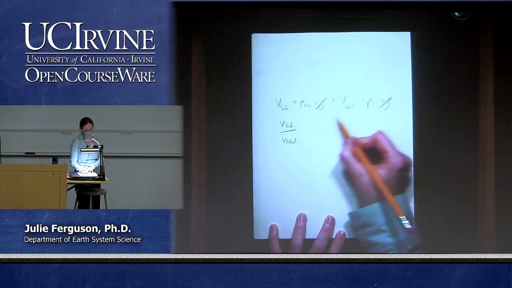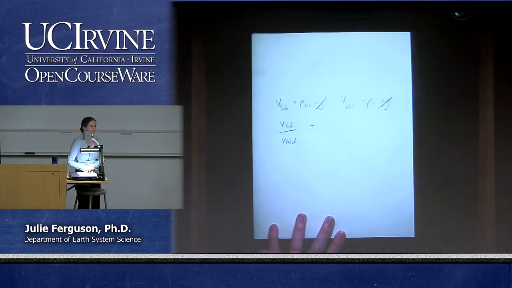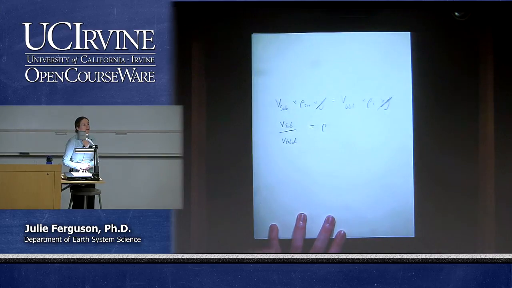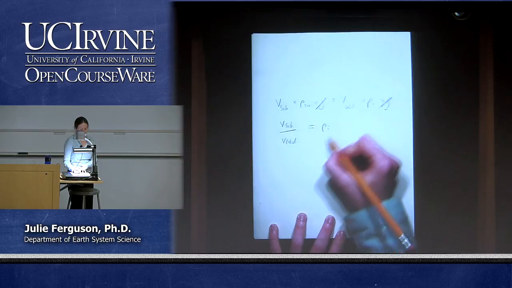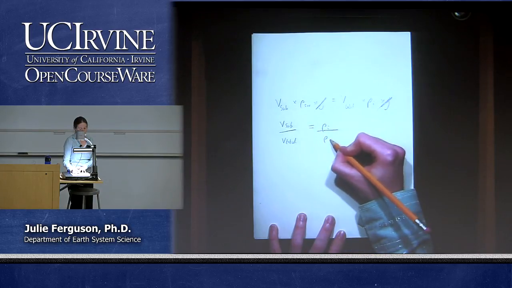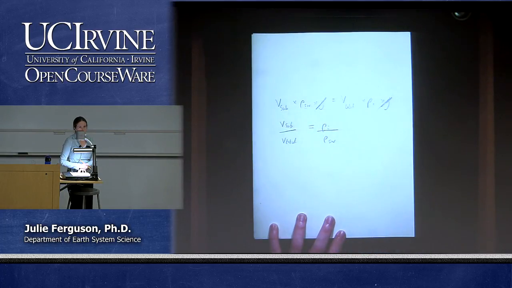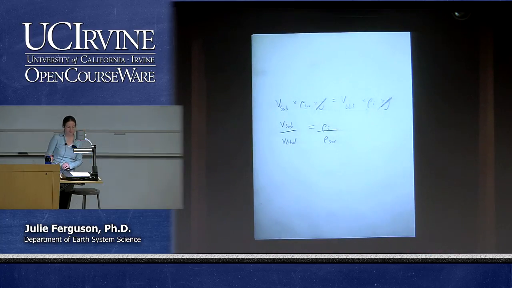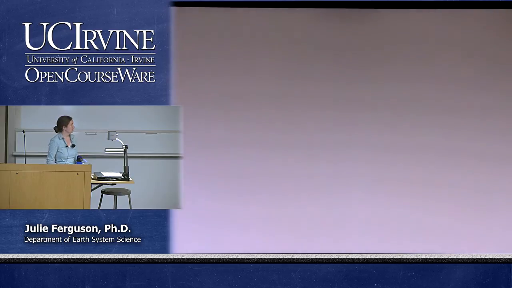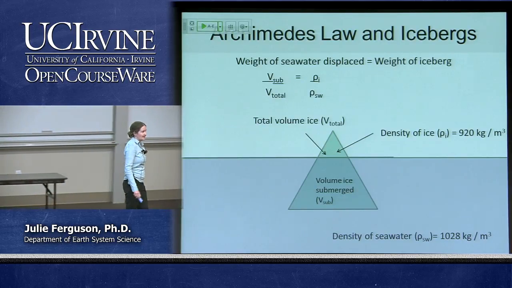So all I need to do there is divide this side by V total, and then what is that going to equal? What's going to be on the top here? Is it going to be the density of seawater or the density of ice? It's going to be the density of ice, and then it's divided by the density of seawater. We've just brought that over there, and brought that down there. So V sub over V total is equal to the density of ice over the density of seawater. And what actually is V sub over V total? What is that telling us?